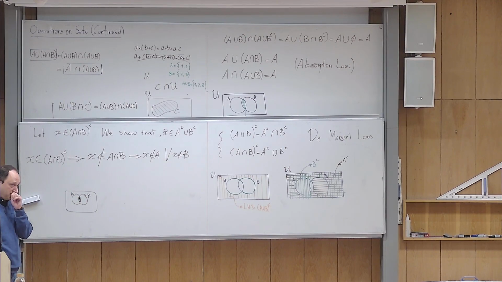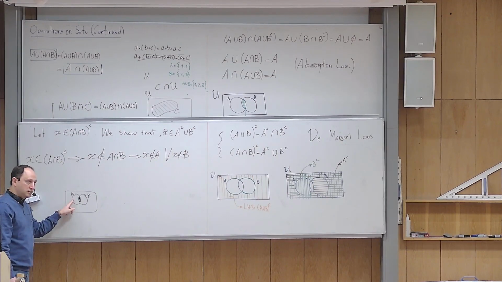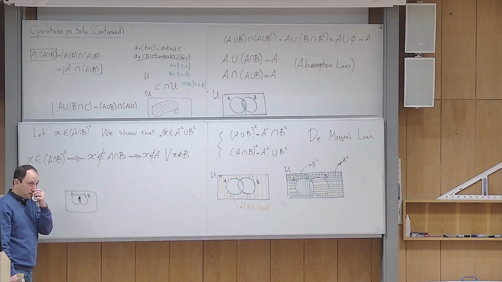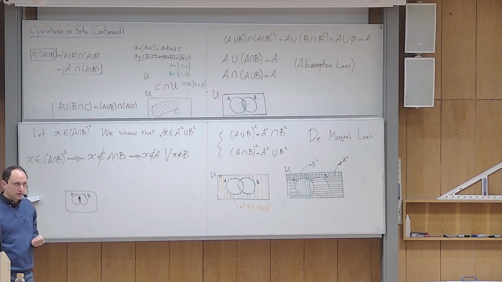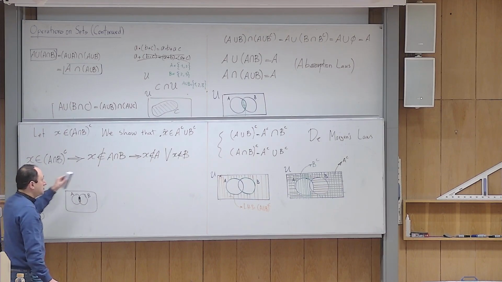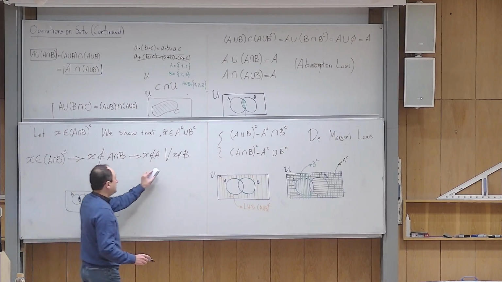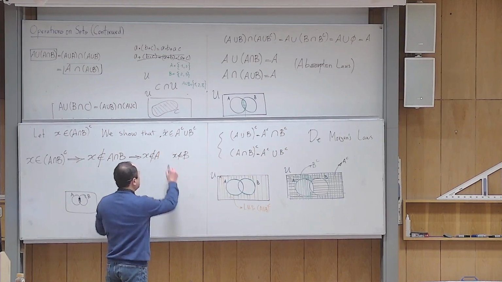It can be in A or B. So it can be here, in A but not in B. It can be here, which is in B, not in A. Or it can be completely outside, which is neither in A nor in B. So what you said is correct: X does not belong to A or does not belong to B. But be careful. You cannot guarantee that.